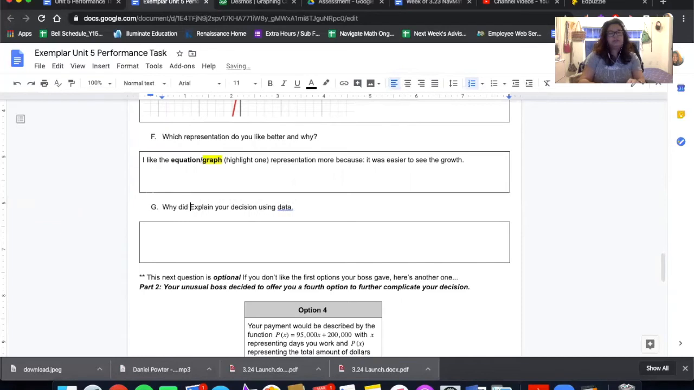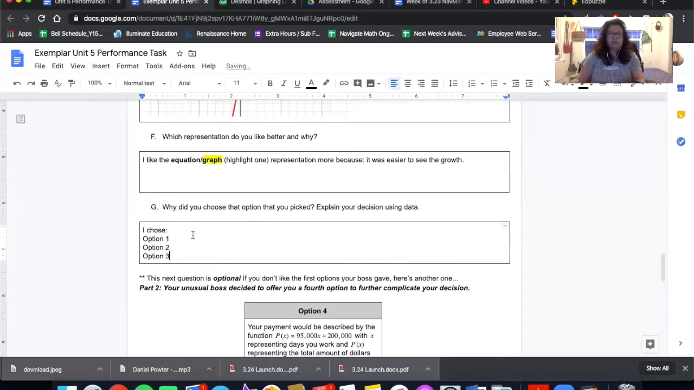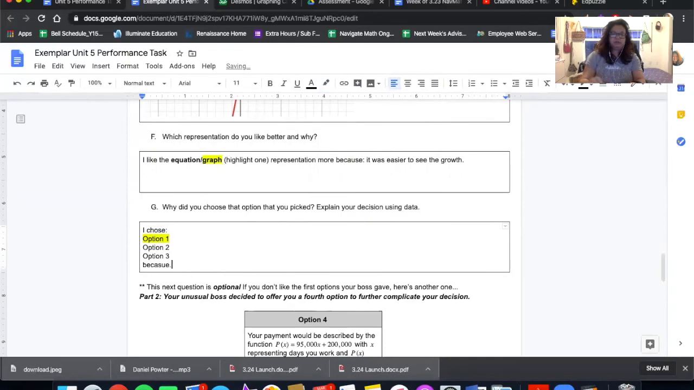So you're trying to explain why you chose that option. Right? And I'll say I chose option, and I'm going to highlight the option that I chose, because it was the easiest one to do, right? This is just an example of what I wrote.